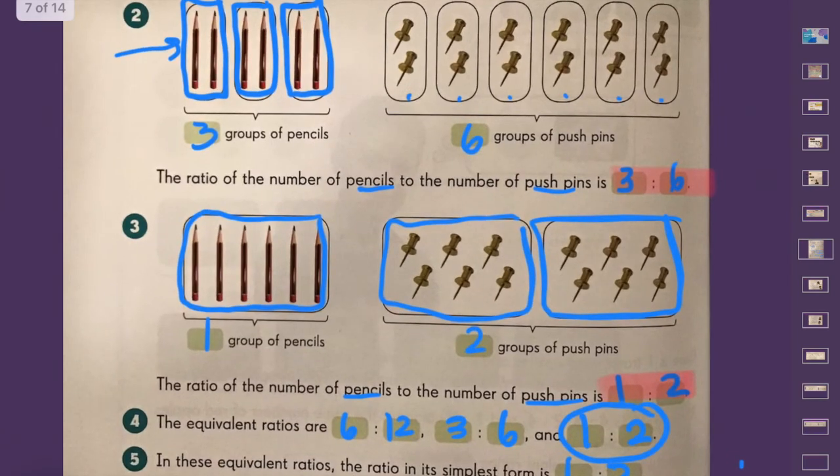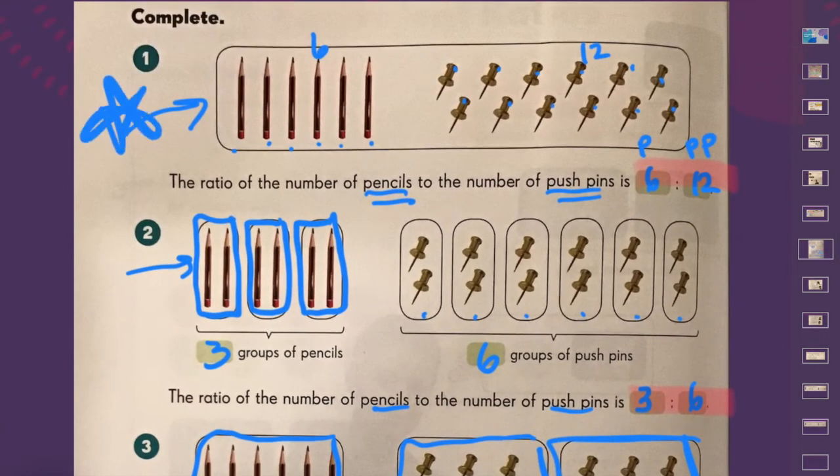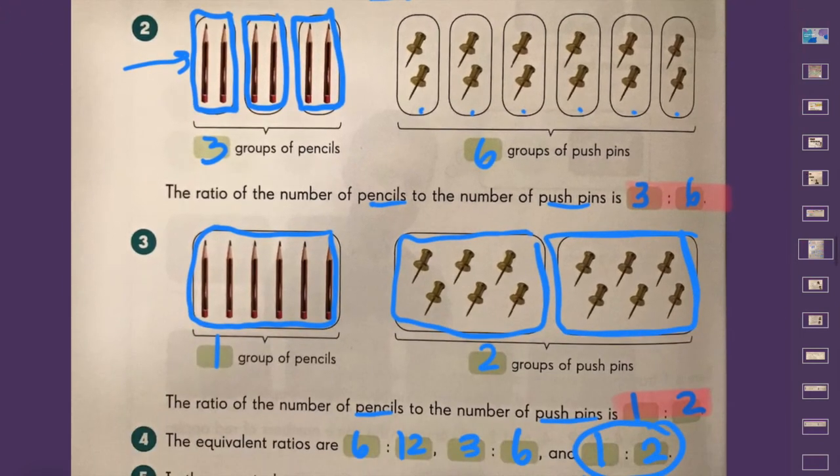And the ratio that shows the actual number of pencils to push pins, that's that original one, right? This shows the actual number. And so it would be the ratio of 6 to 12.